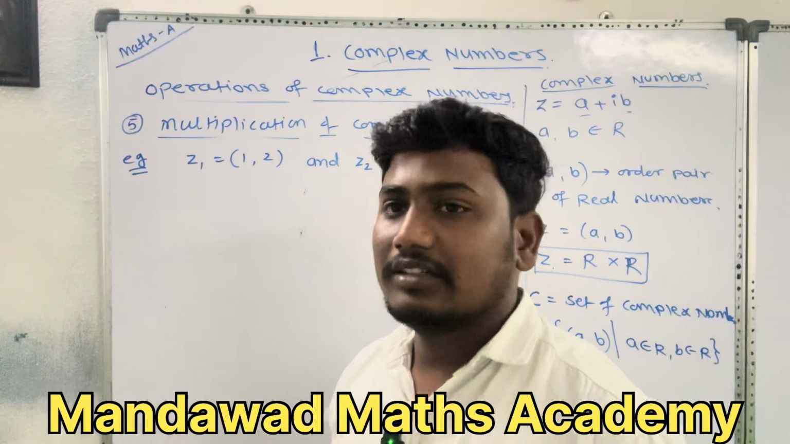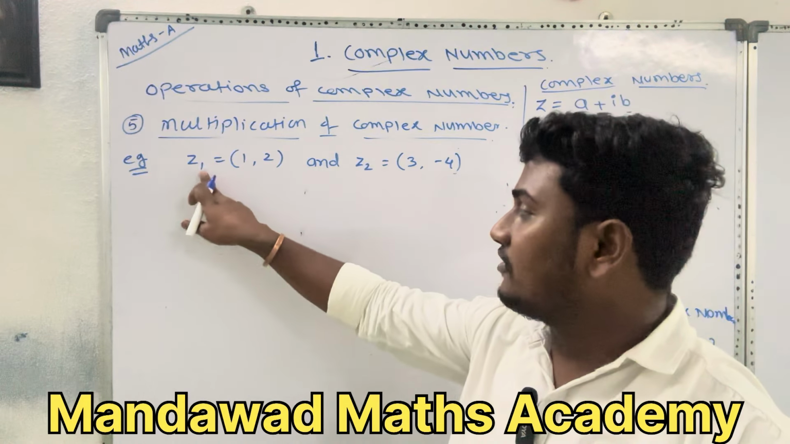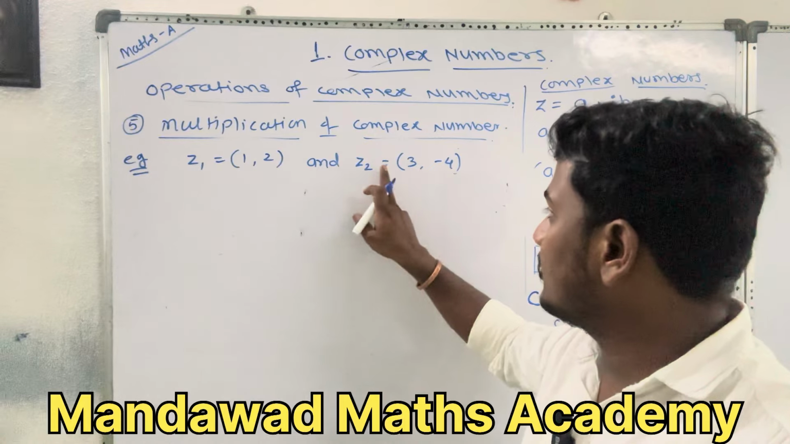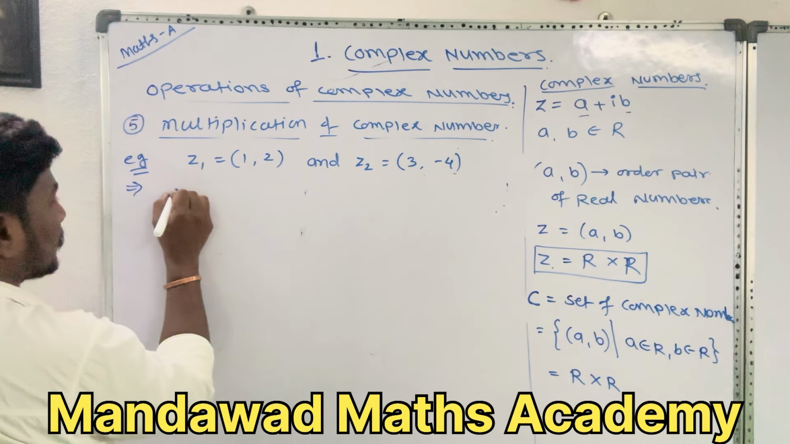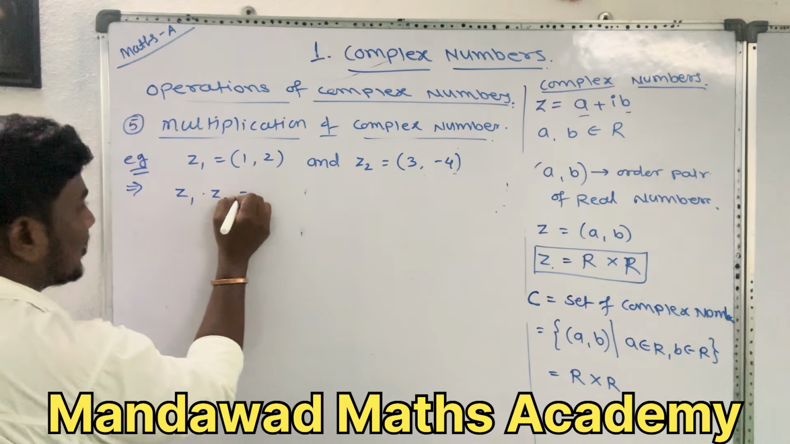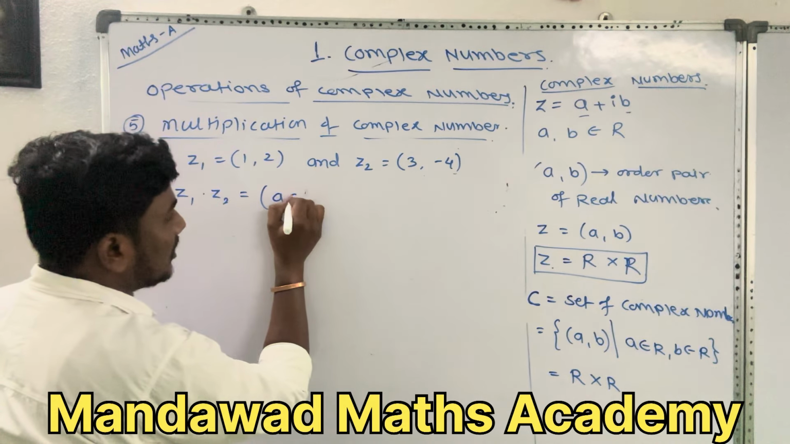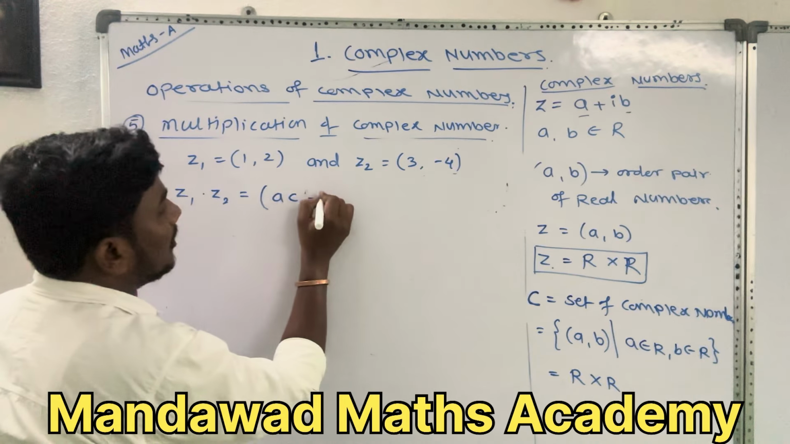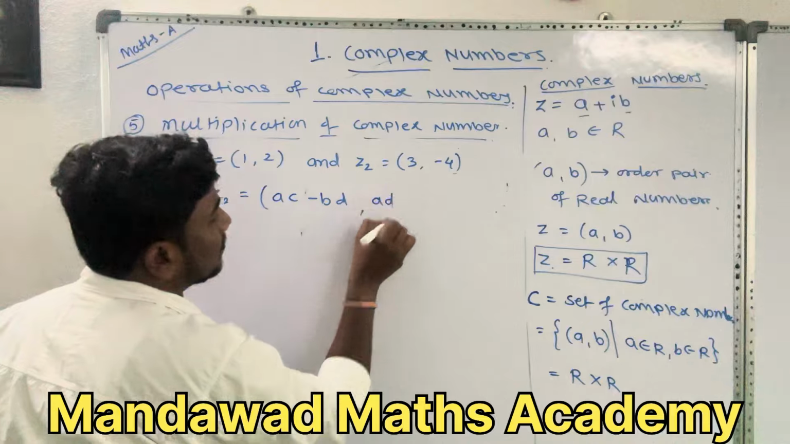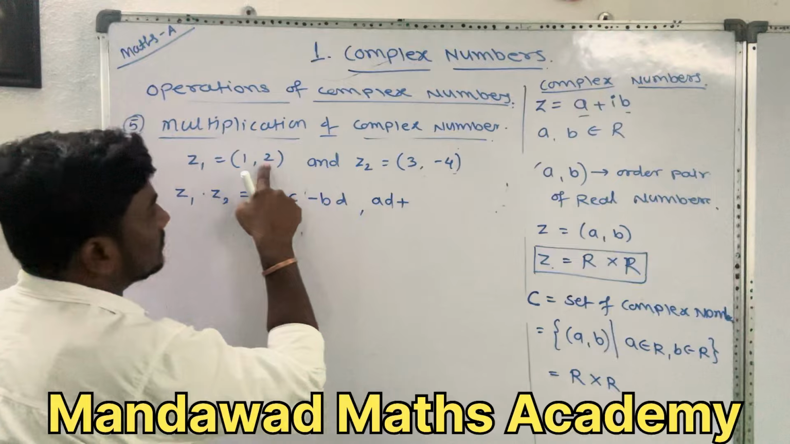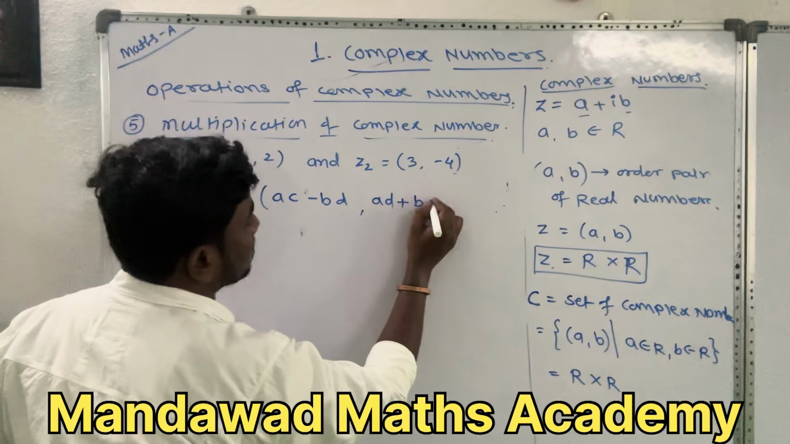Now let us see an example of multiplication of complex numbers. Let us consider z1 is equal to 1 comma 2 and z2 is equal to 3 comma 4. So what is z1 into z2? What is the formula? The first is ac minus bd, comma, ad plus bc.